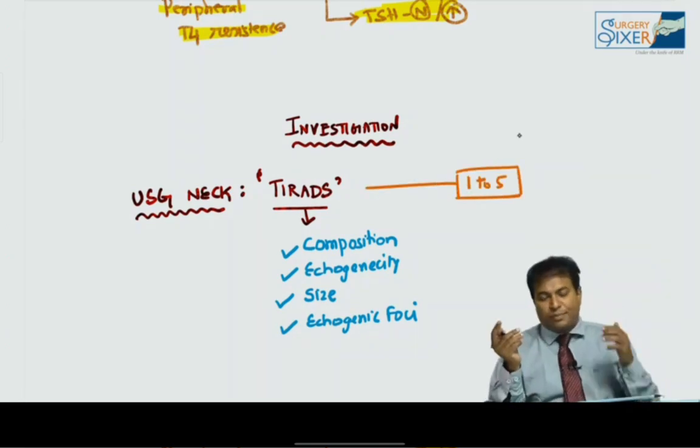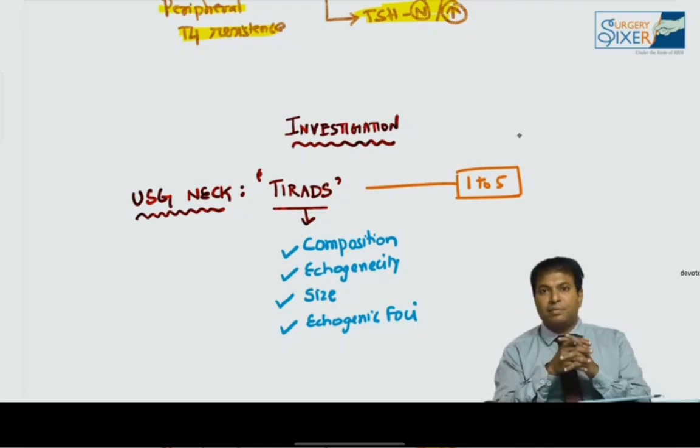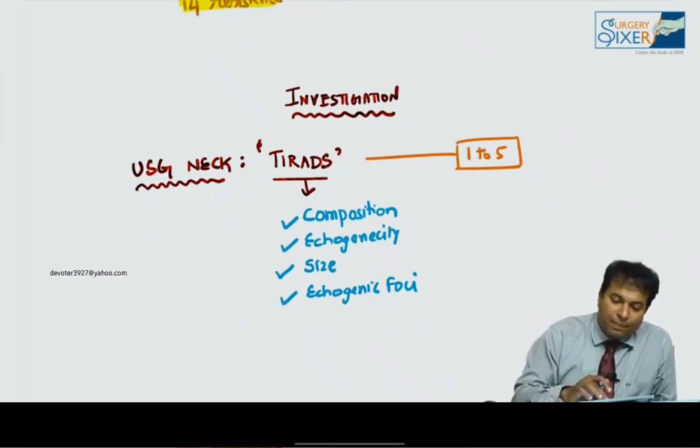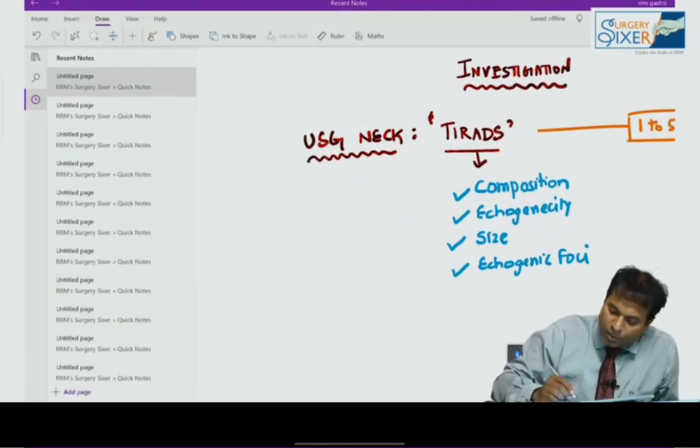So far this question has not come in the exam, so don't worry, just remember TIRADS is also available for thyroid, similar to BIRADS for breast and PIRADS for prostate. So this is Thyroid Imaging Reporting and Data System. Please don't forget this point. I want you to remember this point for your exams.